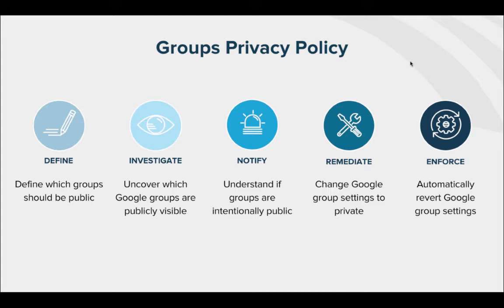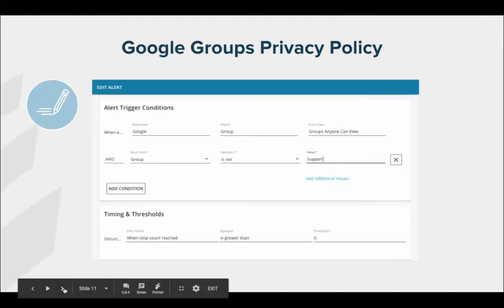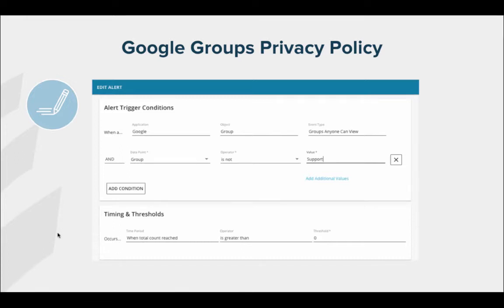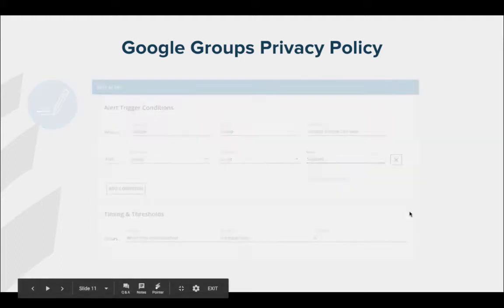So let me take you through what that would look like. Here is the alerts, which I'm going to demo for you, but here's where you can define the policy. In this case, we're using the value of support. So we say if a Google group is set to anyone can view, and the group is not support, then I want to be notified.